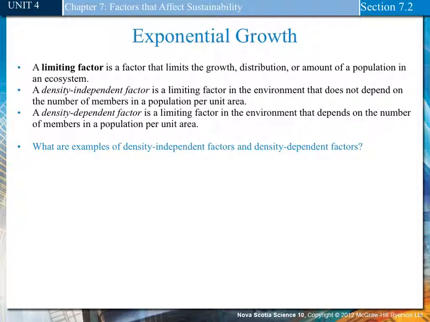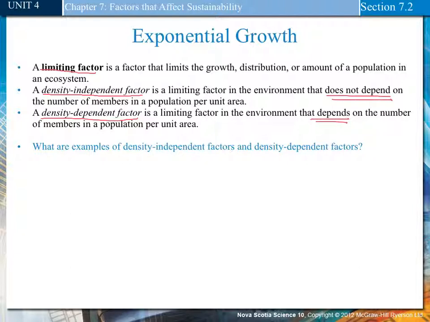There are limiting factors that can limit the amount of growth, distribution, or the amount of a population in an ecosystem. A density independent factor is a limiting factor in the environment that does not depend on the members in the population per unit area. A density dependent factor is a limiting factor in the environment that depends on the number of members in a population per unit area. So the density dependent depends. The density independent does not depend.